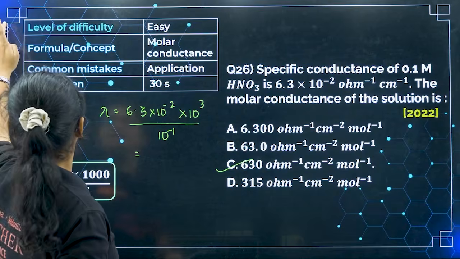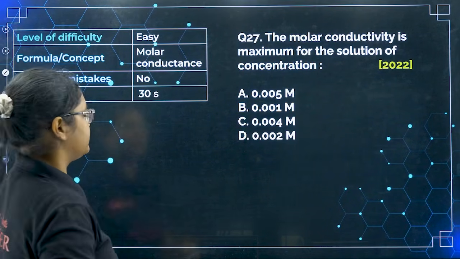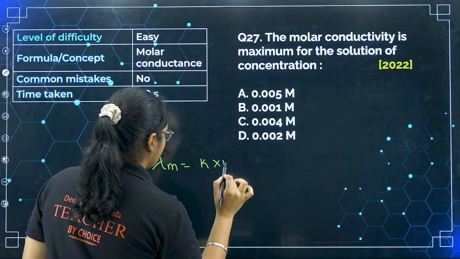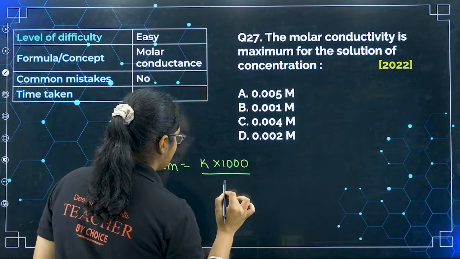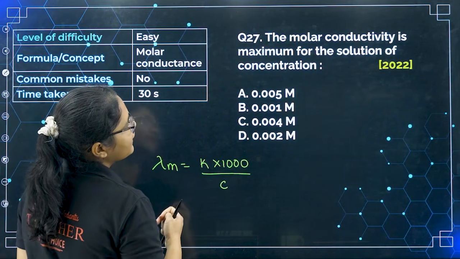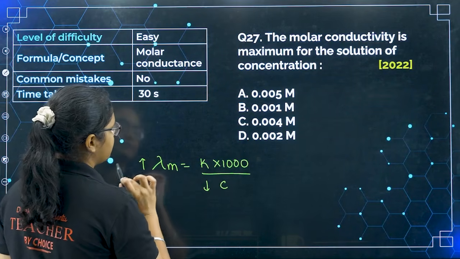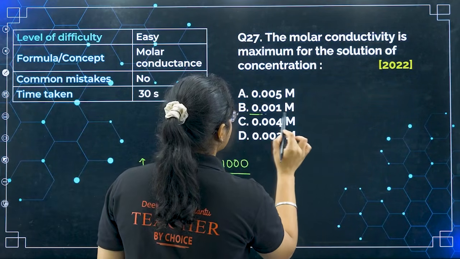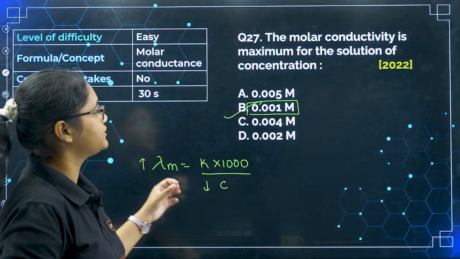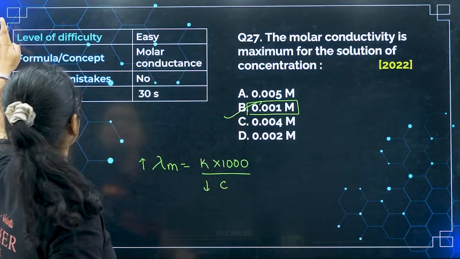Okay, next we'll see the molar conductance is maximum for which concentration. If you see molar conductance, we have kappa into 1000 by C. So if molar conductance should be high, then the concentration should be less, then only molar conductance will be high. So in which case do we have this? That is option number B. It has the least concentration, so molar conductance will be maximum in option number B.